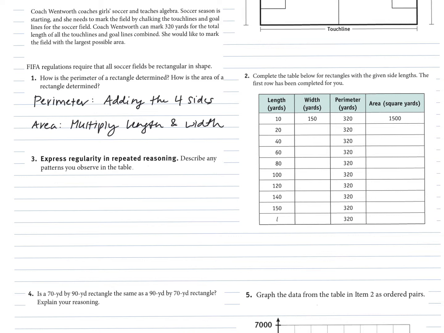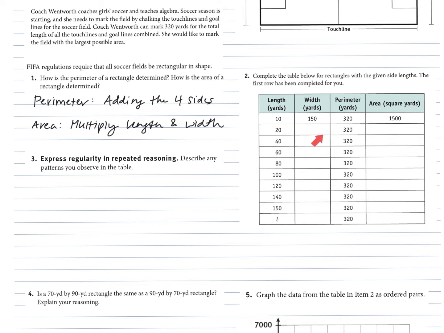Looking at this, we can see that our first column on the left side is the length in yards, and the second column is the width in yards. For our lengths, we have 10 and 10 on each side, and we started off with an example of 150 on the two widths. If we add 150 and 150, that's 300. Then we add 10 and 10, that's 20. So we get a total of 320 as our total perimeter.